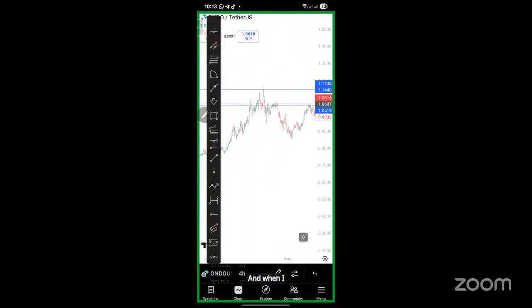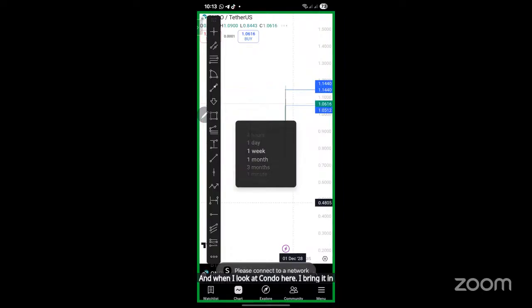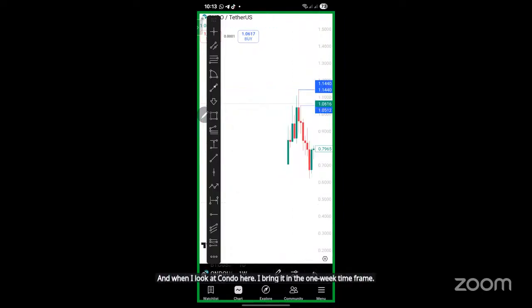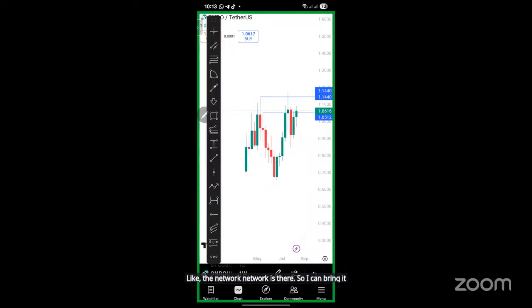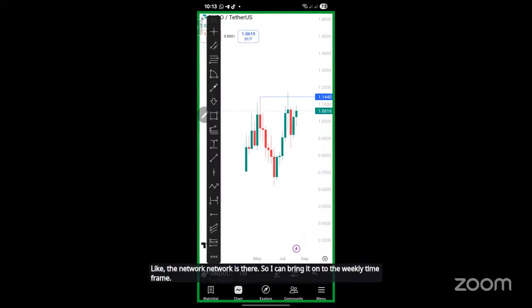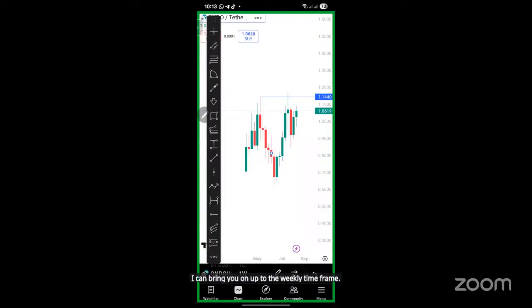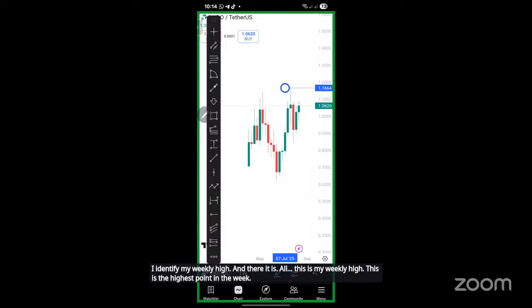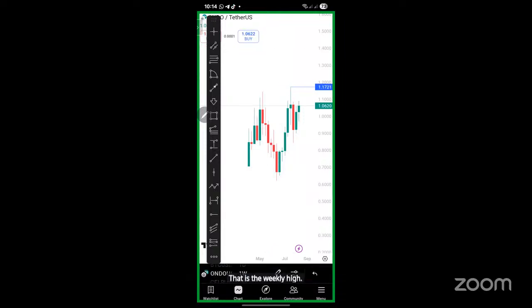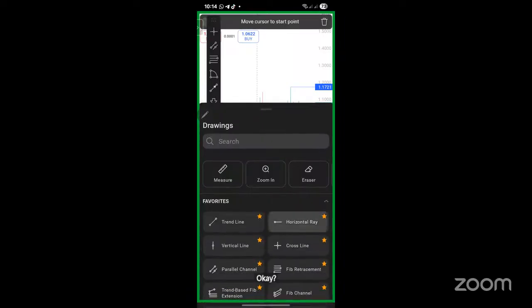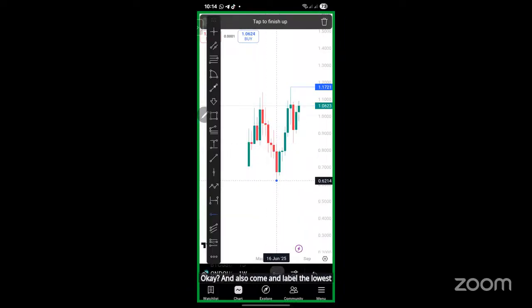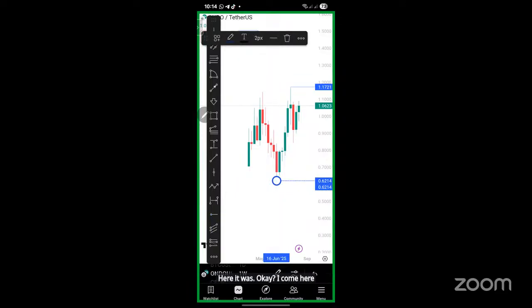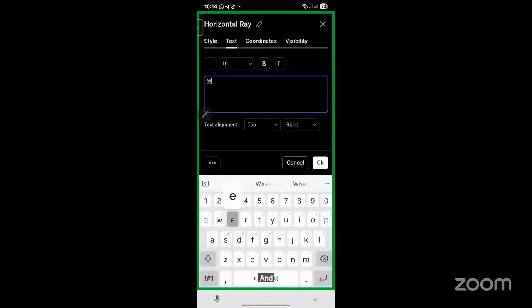When I look at Ondo here, I bring it to the 1 week time frame. I identify my weekly high, and there it is. This is my weekly high, the highest point in the week. I can also label the lowest point in the week. Here it was. I come here and double tap on it, and I say weekly low.